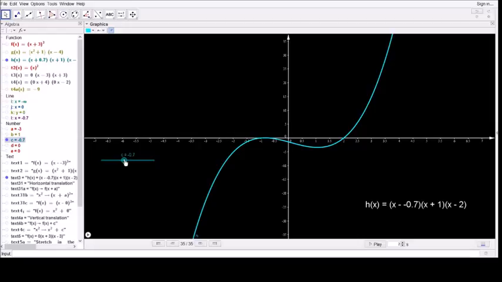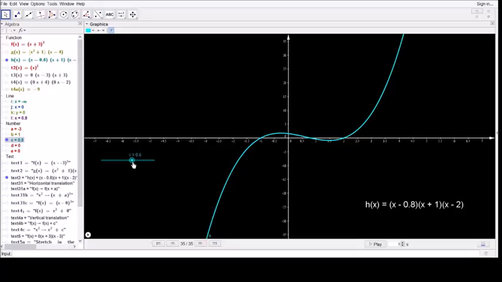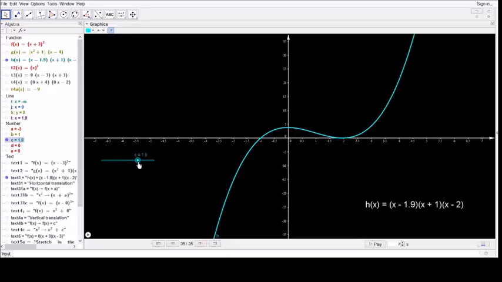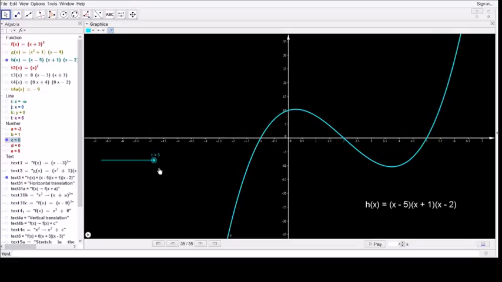Then if we move it along a little bit further to 0, you can see the root is at the origin there. And then on to 2, and we get a double root at x equals 2. And then finally we'll move it all the way along to 5 there.